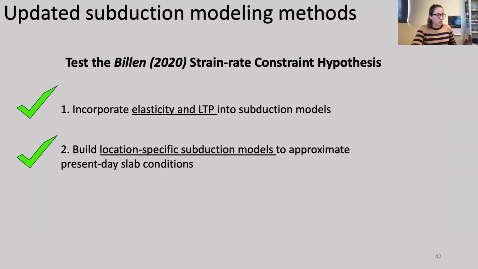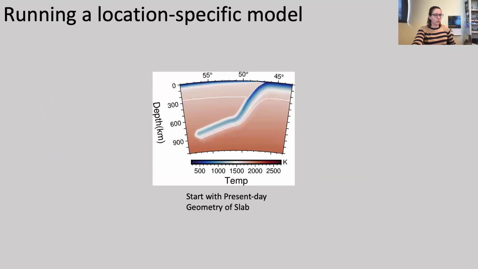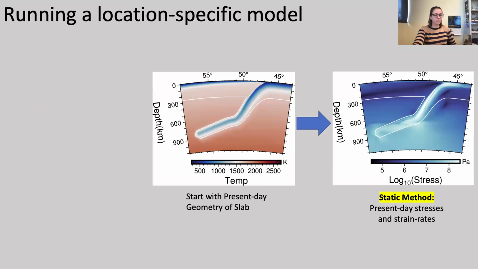So those were the two main goals for what updates to the subduction modeling I wanted to do in order to test the strain rate constraint hypothesis. And along the way, I had to develop this static modeling approach to be able to achieve this location-specific comparison. So we had our present-day geometry of the slab. We ran it forward using the static method to approximate the present-day stresses and strain rates.